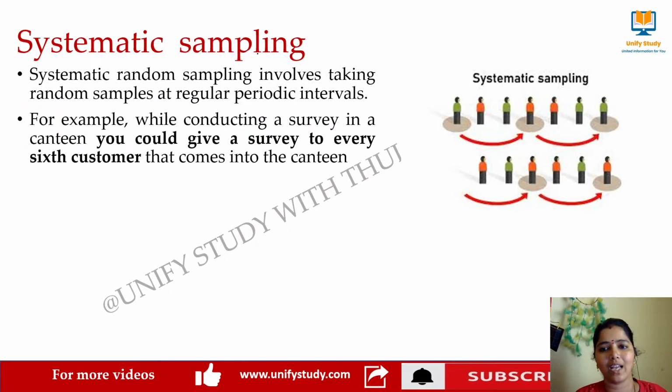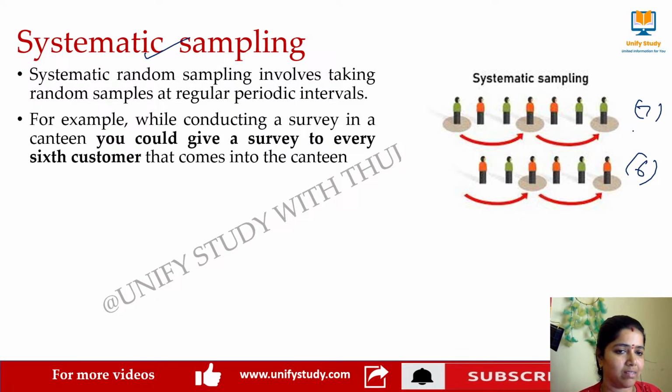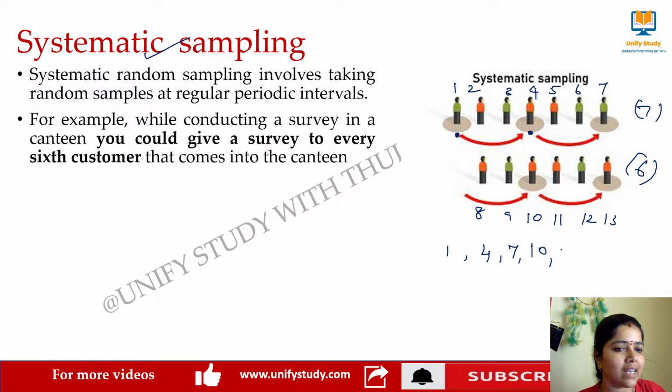Next one is very easy. I love this sampling very much: systematic sampling. For example, see 1, 2, 3, 4, 5, 6, 7 students. Every third student is being selected. The first student is selected, and from there, 1, 2, 3, the third is selected. So from the start position, every third student is being selected: 1, 4, 7, 10 and 13.